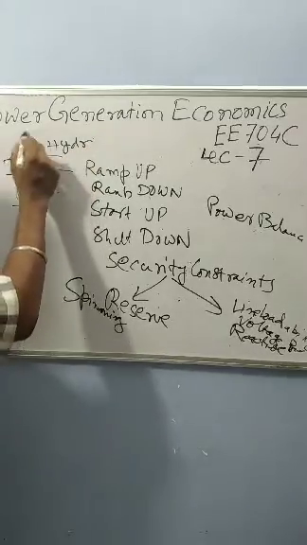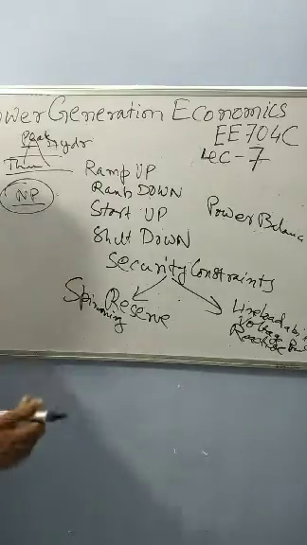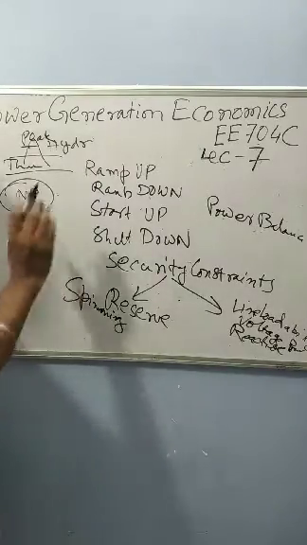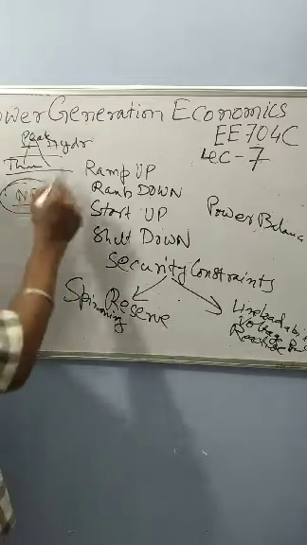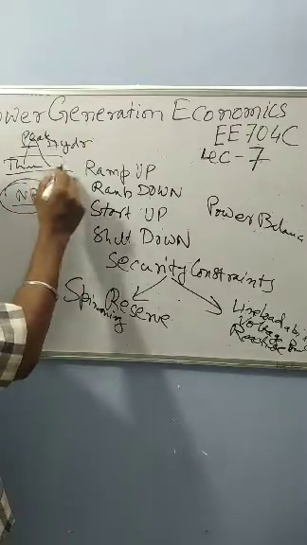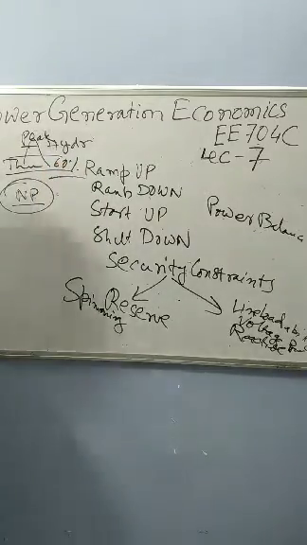For the peak load we use hydro power plants. For the base load we use nuclear power plants, and thermal power plants are cheaply available, coal is available. So mostly throughout the world, 60% of our generators are thermal power plants. So these are the constraints.